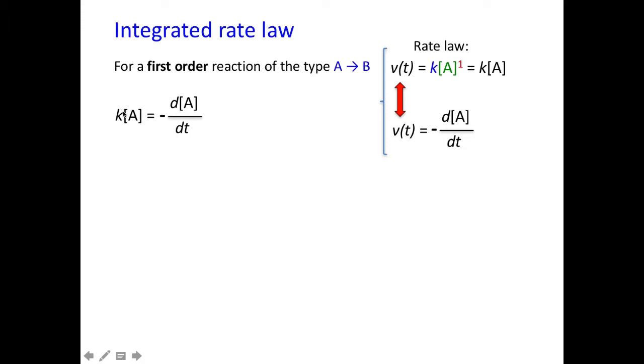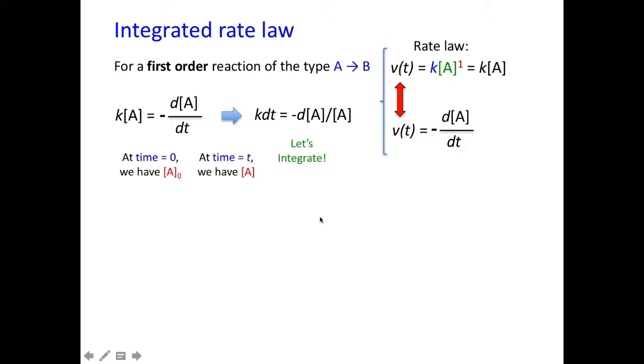Now we do the same as we did before. We move any time variable to the left and concentration to the right. And now we have k dt equals minus dA divided by A, the concentration of A. And now we need to integrate. We integrate the left side and the right side of this expression. But let's think about the intervals here. At time zero, we have the initial concentration of A, or A0. At time t, we have the concentration A.